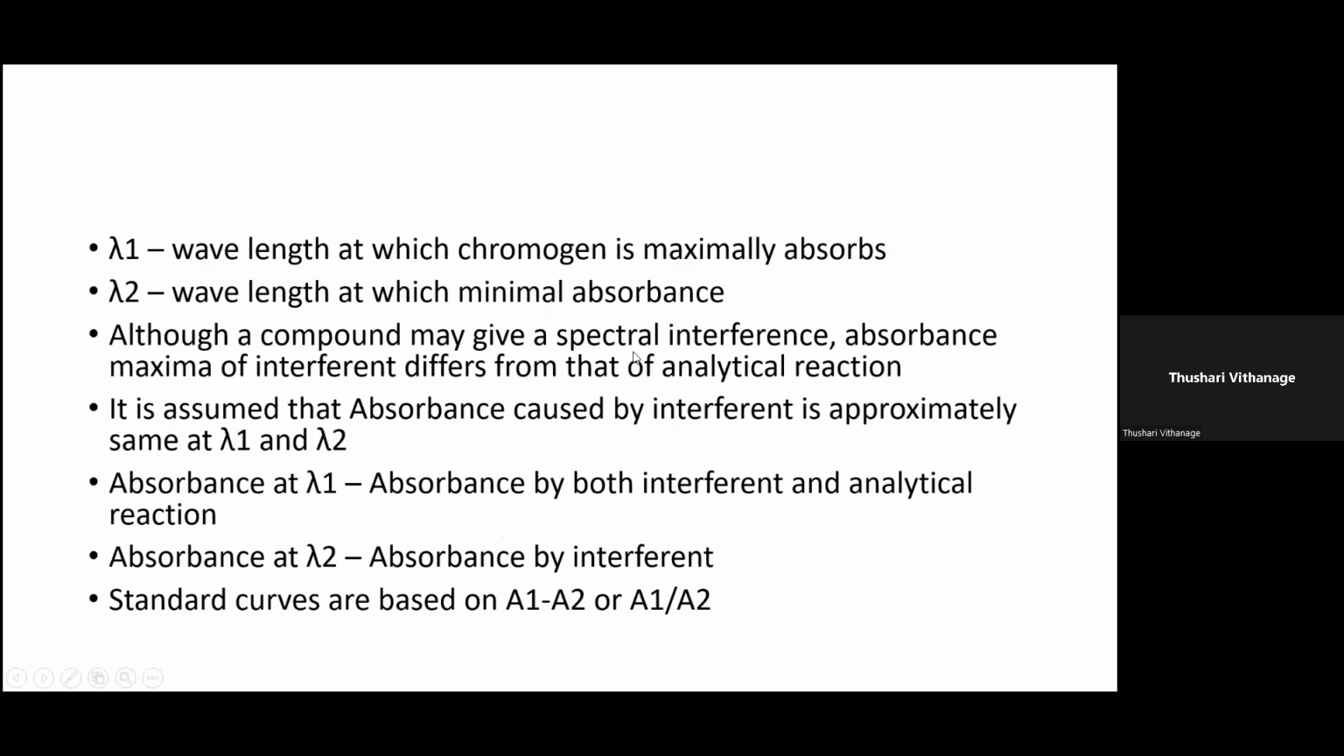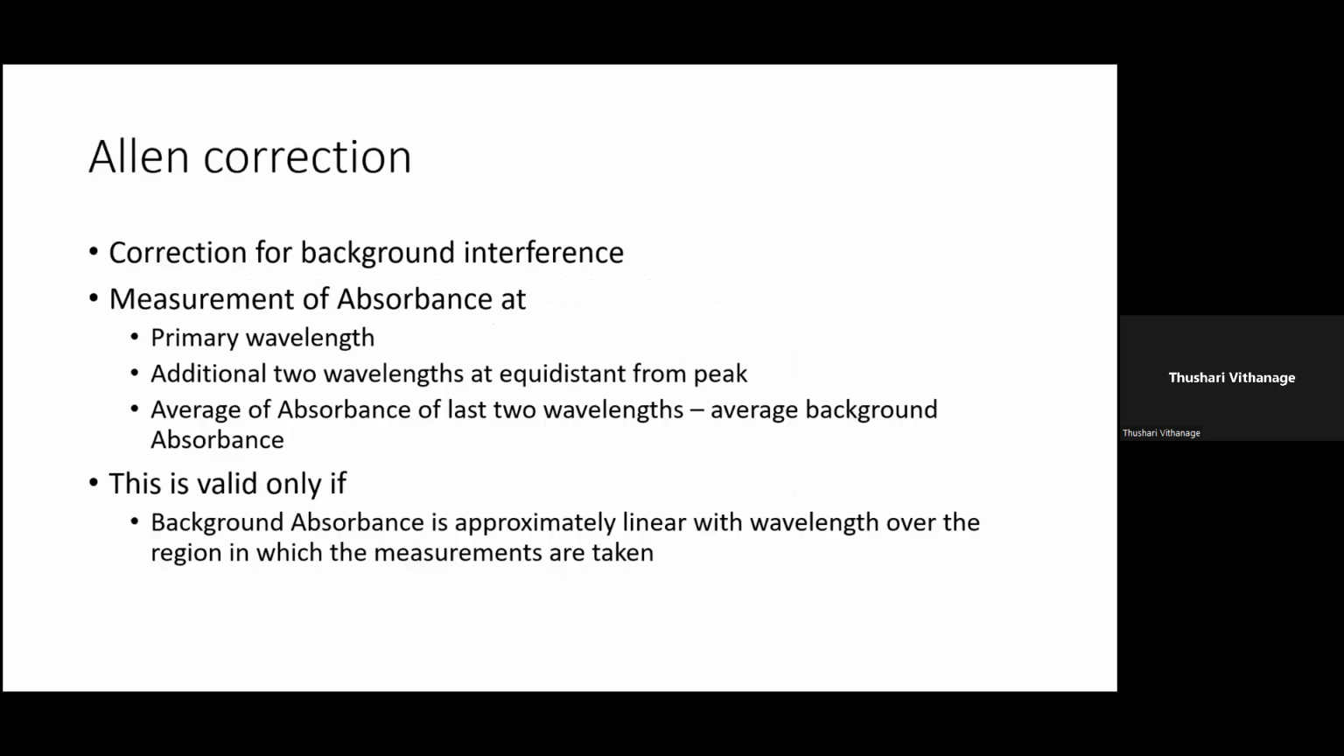Although a compound may give a spectral interference, the absorbance maxima of the interference differ from that of the analytical reaction. So it is assumed that the absorbance caused by interference is approximately the same at the primary and secondary wavelength. We prepare standard curves based on absorbance at the primary wavelength minus the secondary wavelength, or absorbance at the primary wavelength divided by the secondary wavelength. We can also use Allen correction. We use Allen correction to correct the background interference.